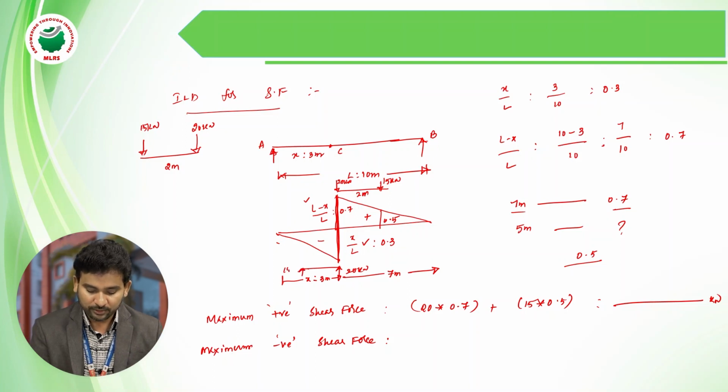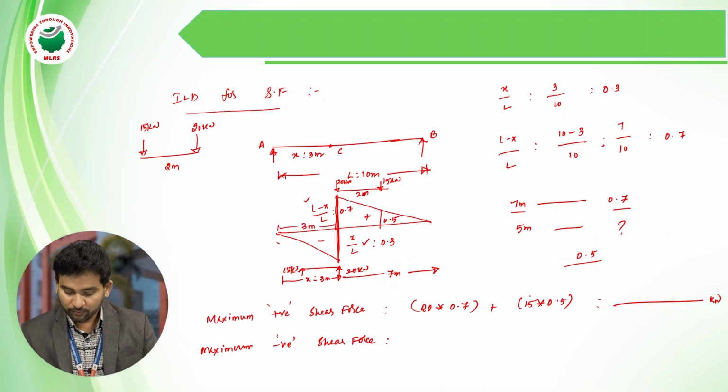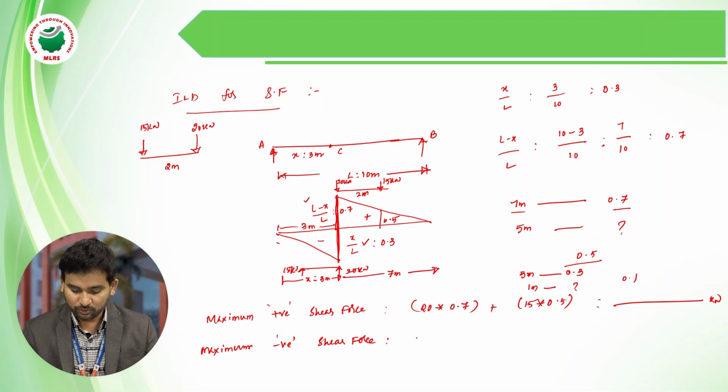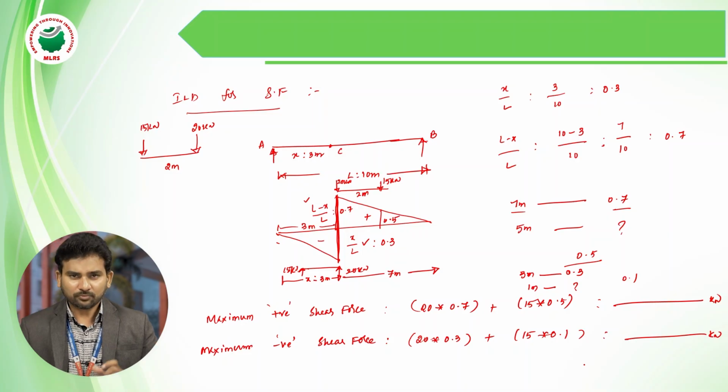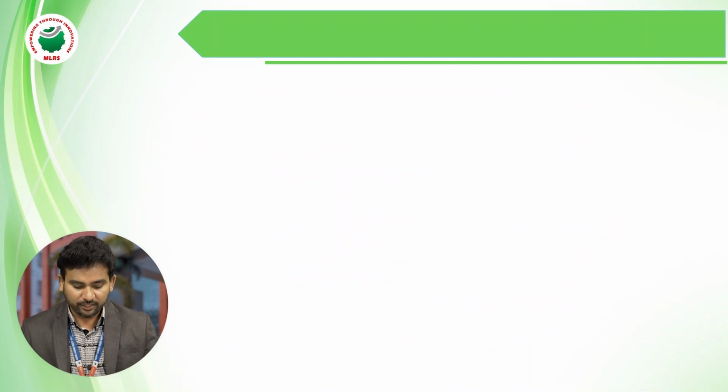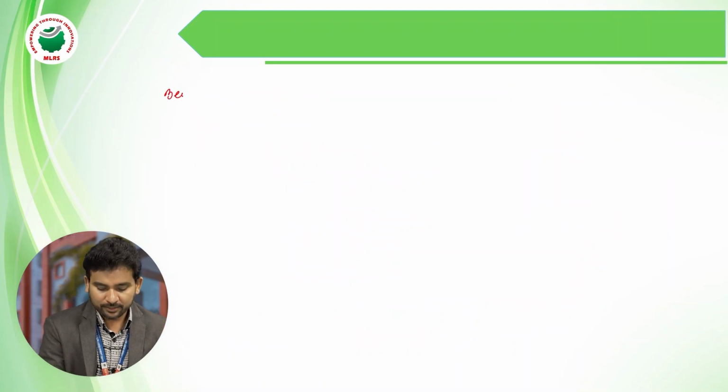Similarly, the 15 kilonewton on the left side. So this is 3 meters of distance. For 3 meters, the ordinate value is 0.3. For 2 meters minus, then 1 meter, how much? This is 0.1. So directly we keep 20 into 0.3 plus 15 into 0.1, which will give the maximum negative shear force at 3 meters from either support A or support B. So in this way we determine the shear force. And finally, the last thing we are going to determine is bending moment.